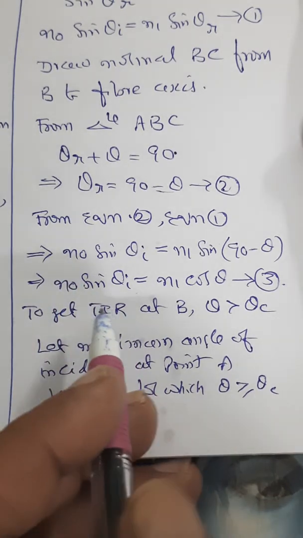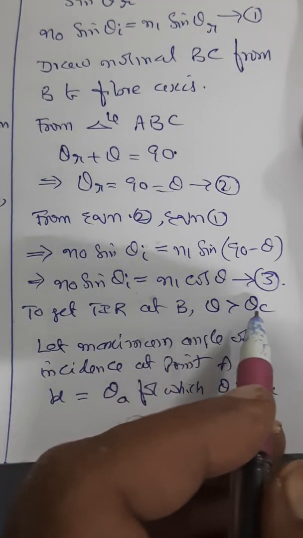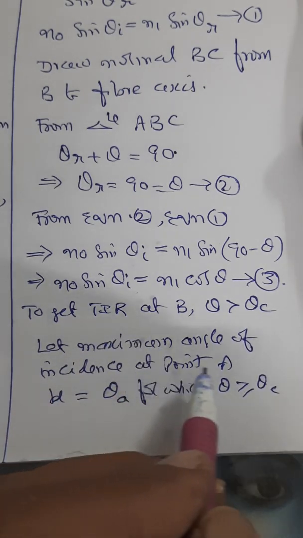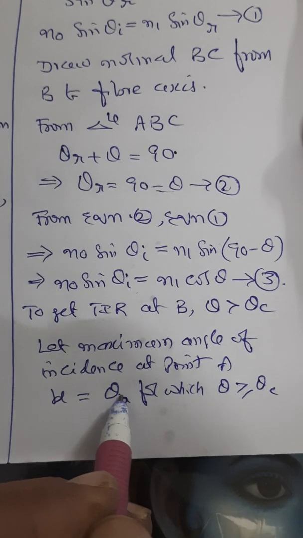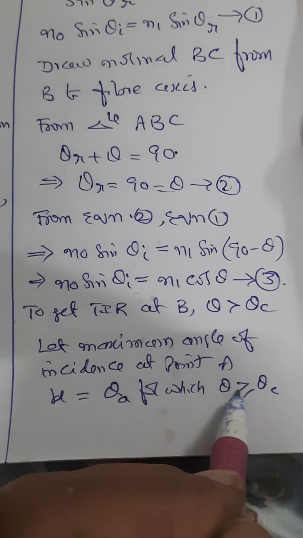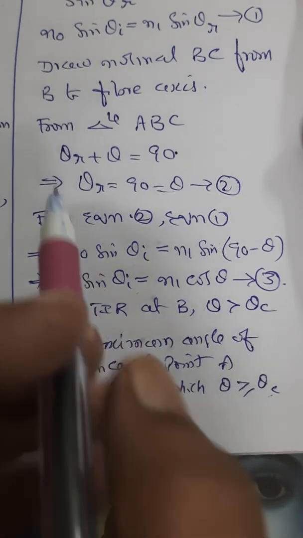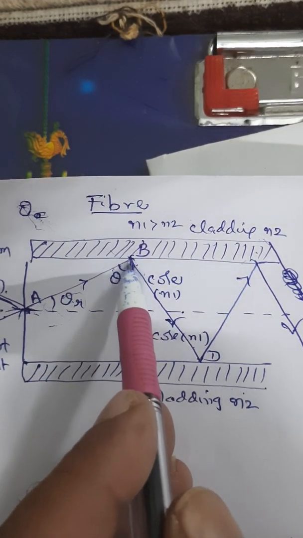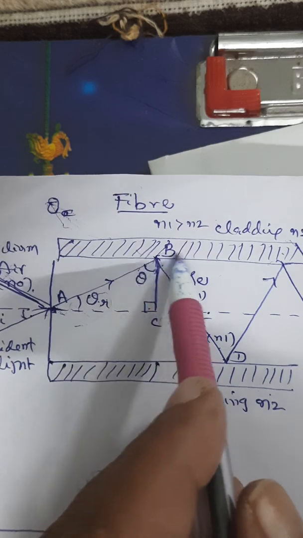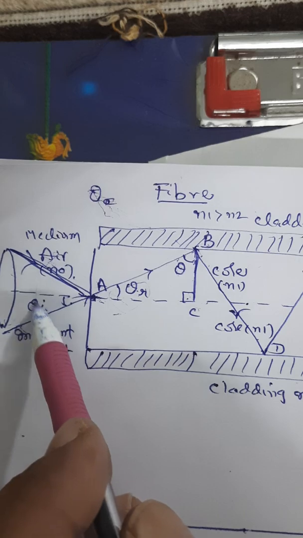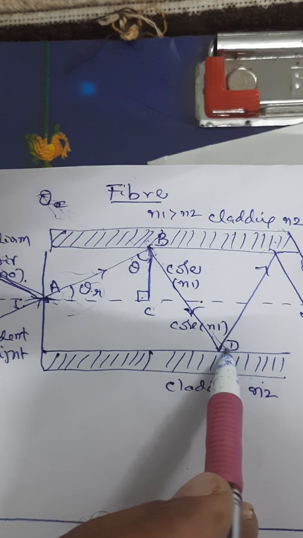To get total internal reflection at point B, theta should be greater than the critical angle. So we are assuming that the maximum angle of incidence at point A is theta A. Therefore, this is what we finally call the acceptance angle. For theta to be either equal to or greater than theta C, that means for TIR to happen here, theta should be greater than theta C. So that depends on this incident angle. So theta I should become theta A, that maximum angle, so that at B TIR can happen. Understood or not?